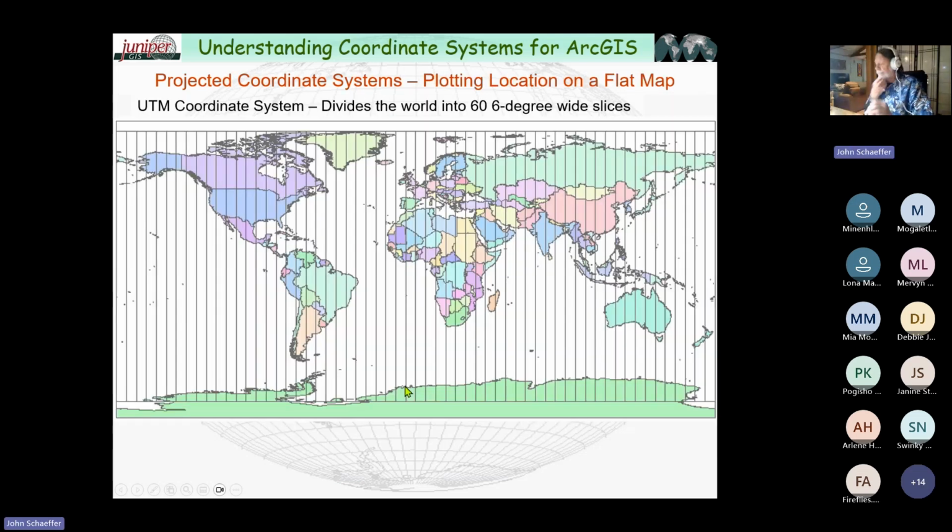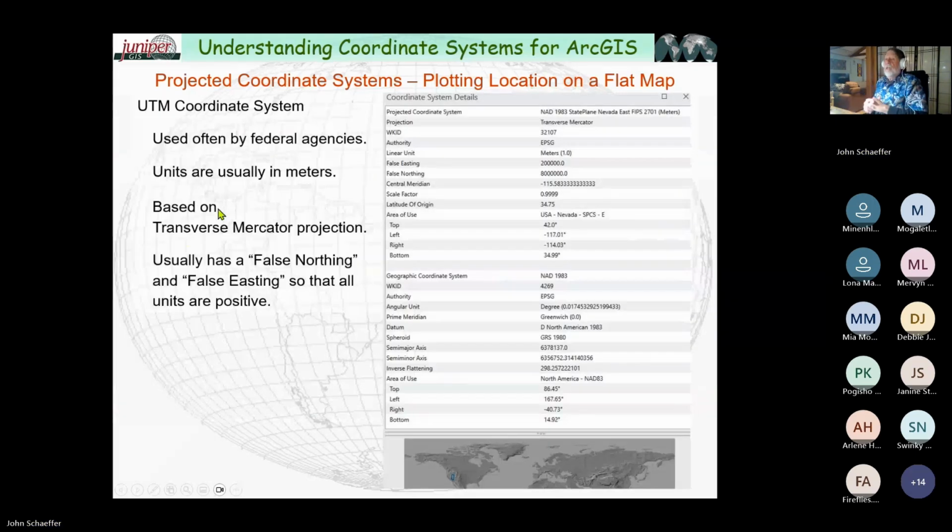Okay, let's move on to the UTM coordinate system. The UTM divides the world into 6-degree wide slices. This is used a lot for countries or areas that are running north-south. Nevada, for example, was put into a UTM zone, the same concept, because it was running north-south.